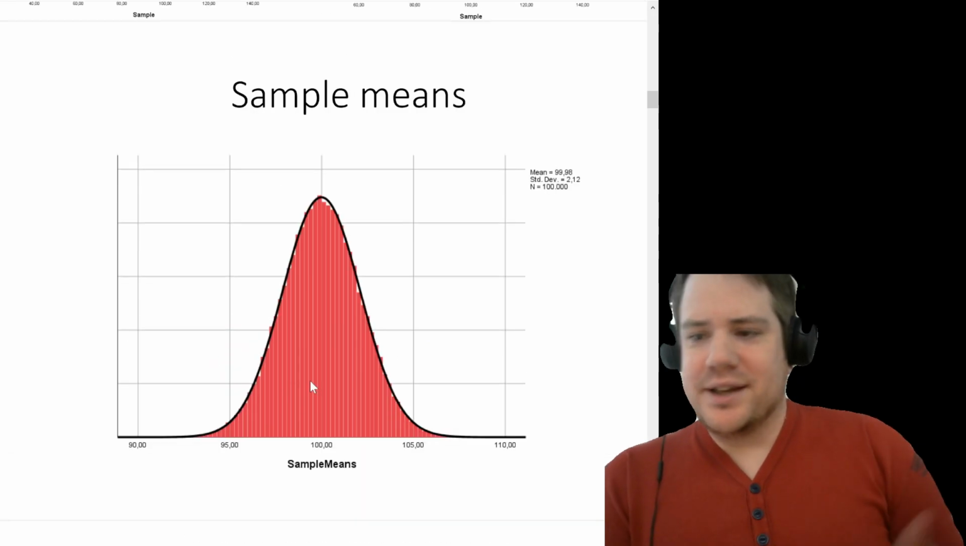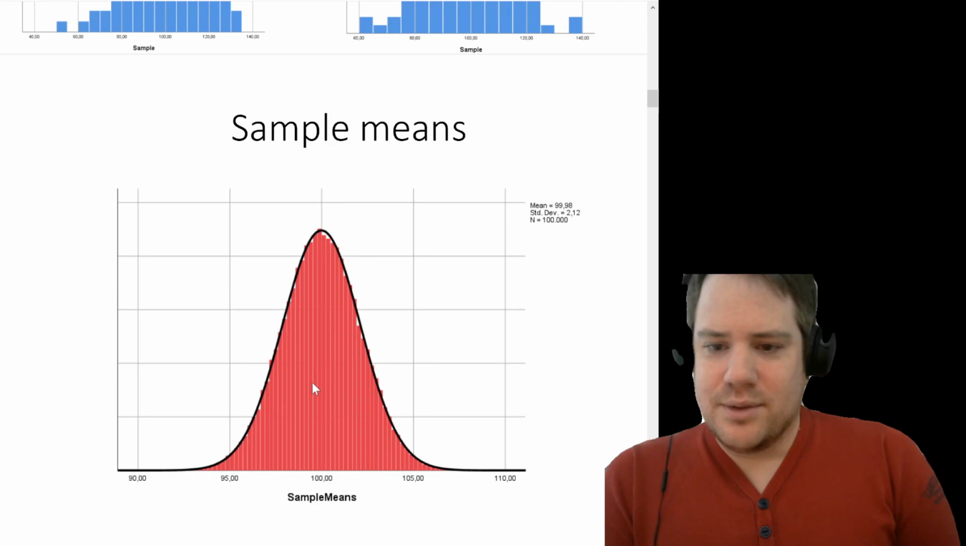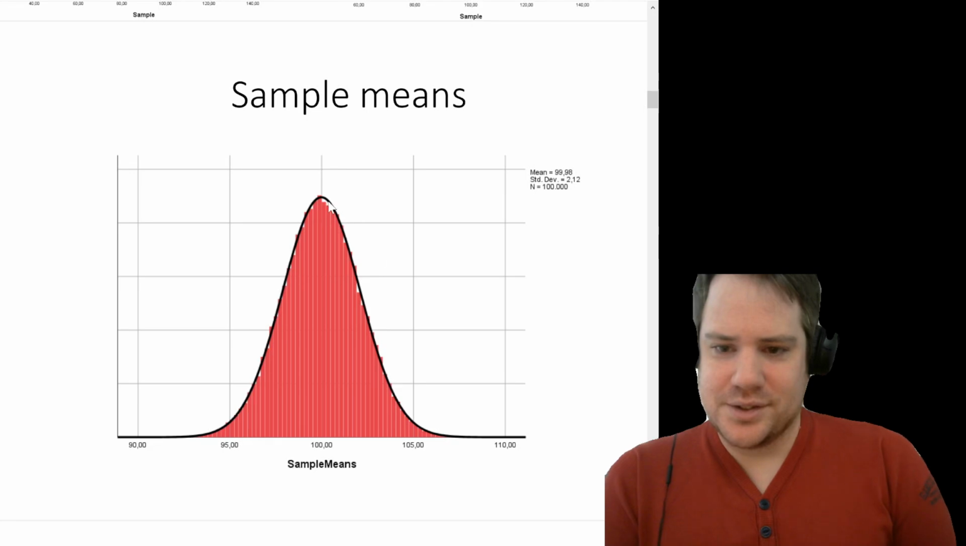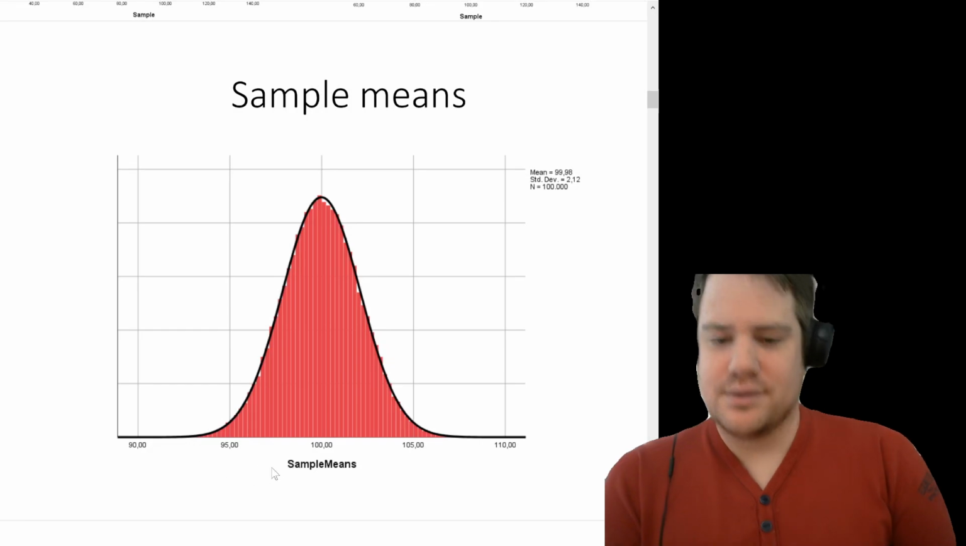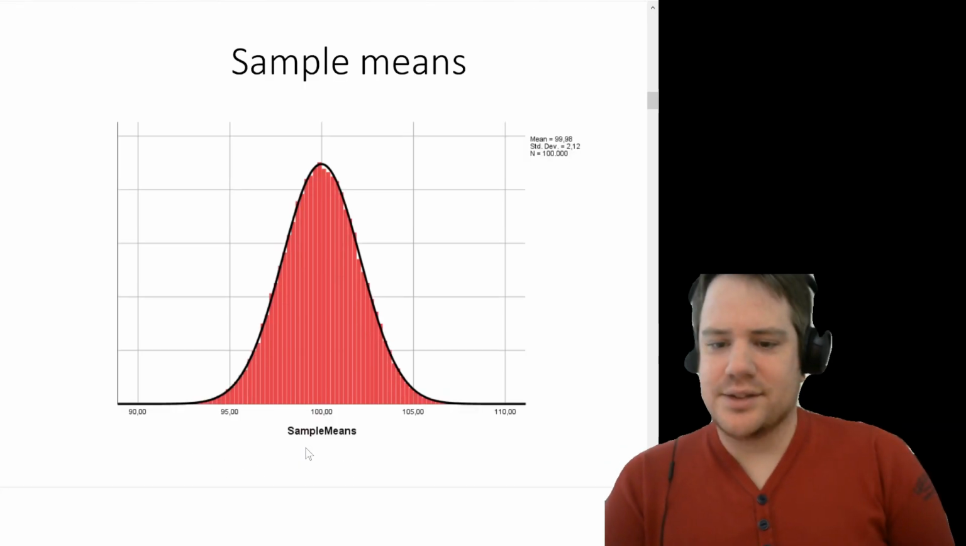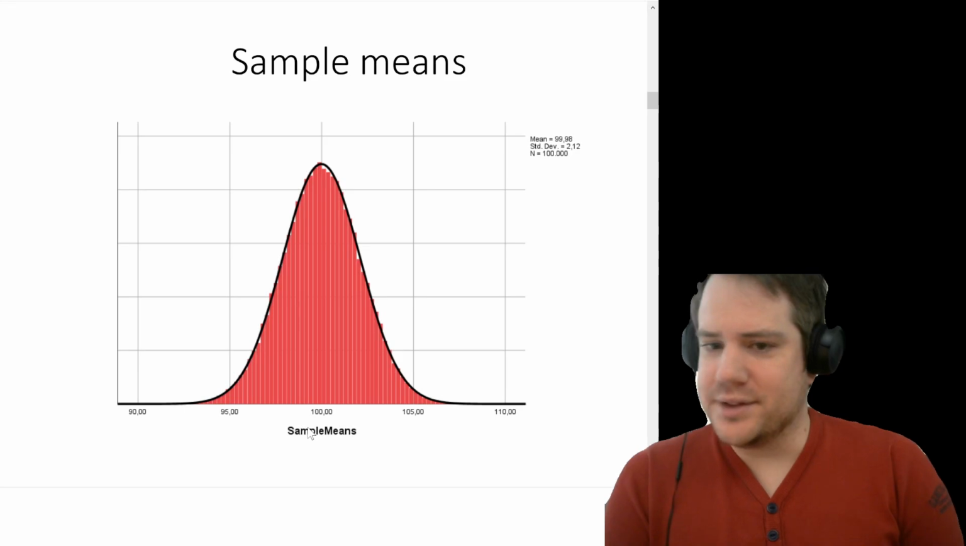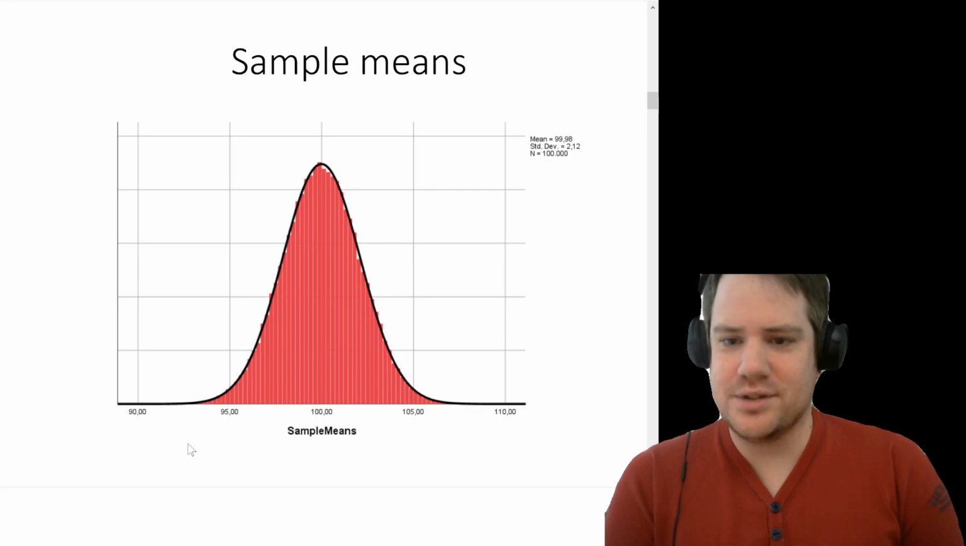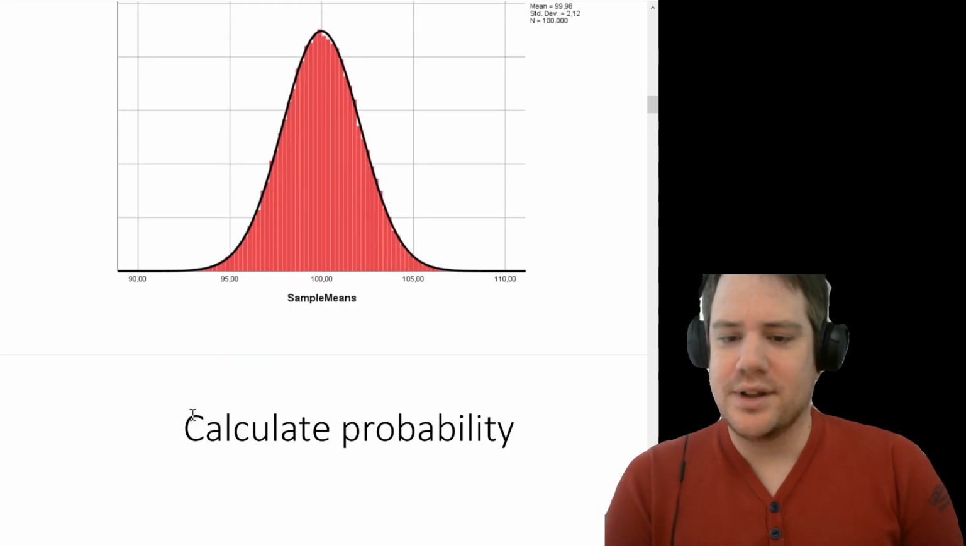Now, one of the biggest goals that we have is that when we have a sample means distribution like this, we want to calculate probabilities. Now, when we actually have this distribution, it's fairly straightforward.